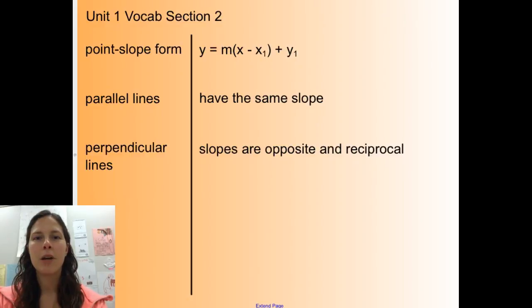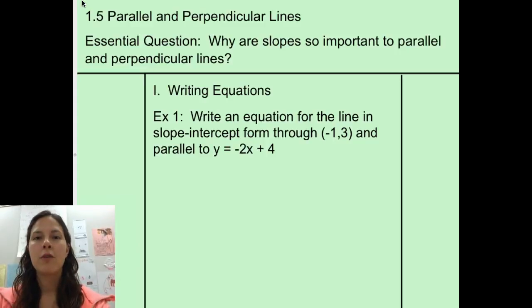Now we're taking a look at parallel and perpendicular lines. As a reminder, parallel lines have the same slope or the same rate of change, which means they're heading in the same direction. Perpendicular lines have slopes that are opposite and reciprocal. Of course, we're focusing on slope for parallel and perpendicular lines as well, so that's our essential question.